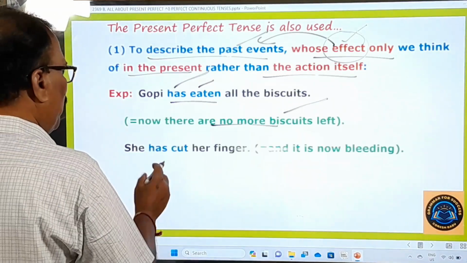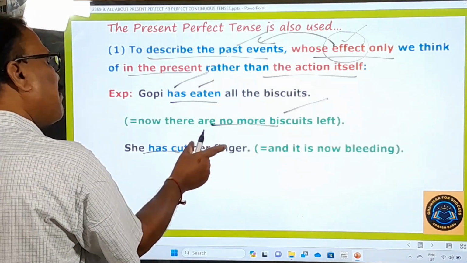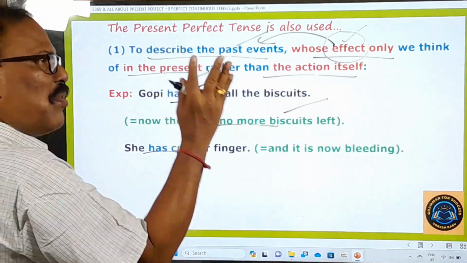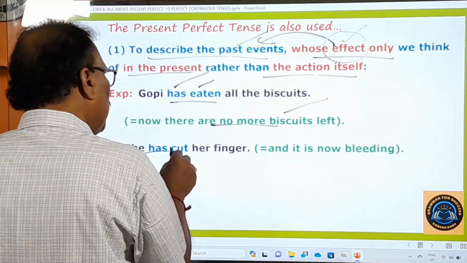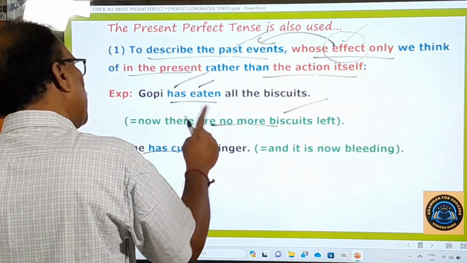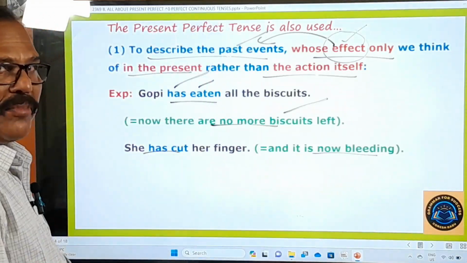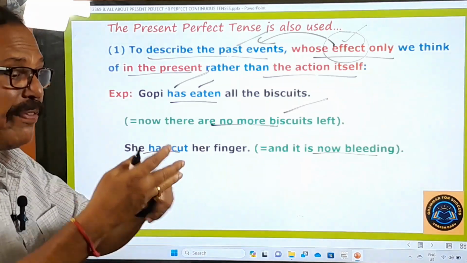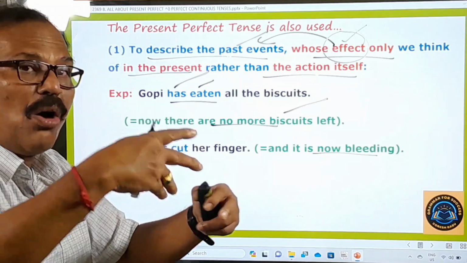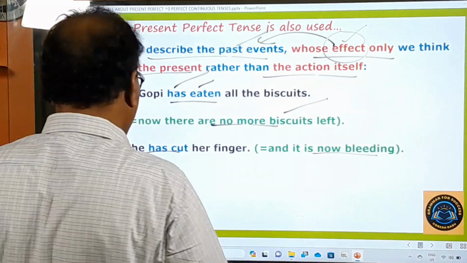And one more example, she has cut her finger. Actually, it's a past action. She cut her finger and over. But here we are thinking about its effect. What is the effect? It is now bleeding. The finger is bleeding. Blood is oozing out. Blood is coming out, right?